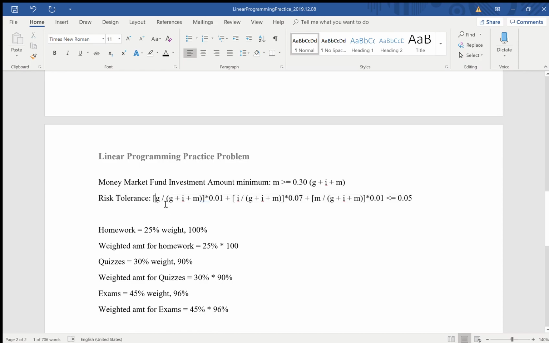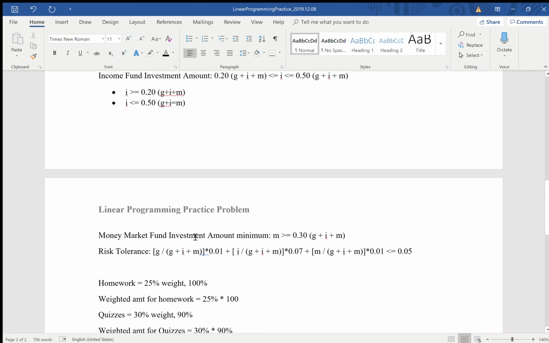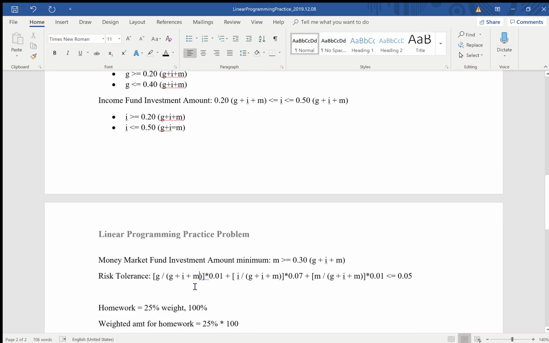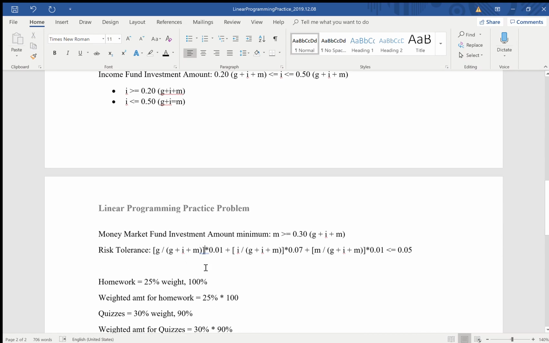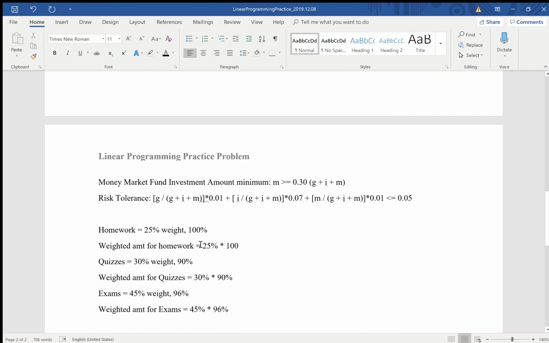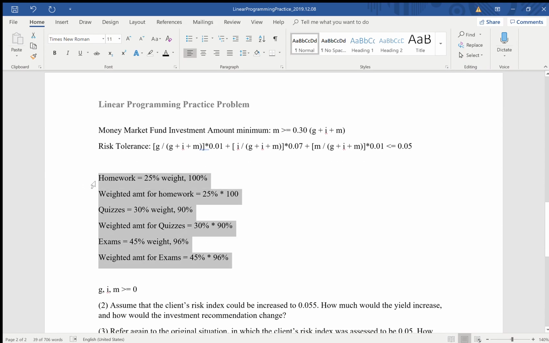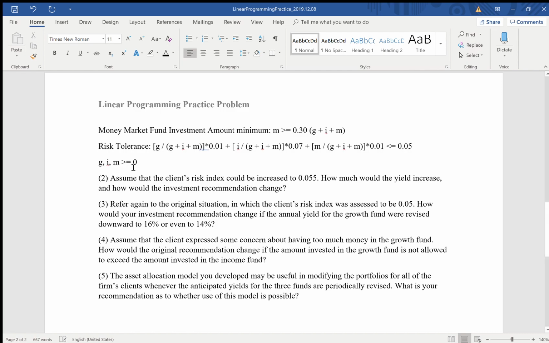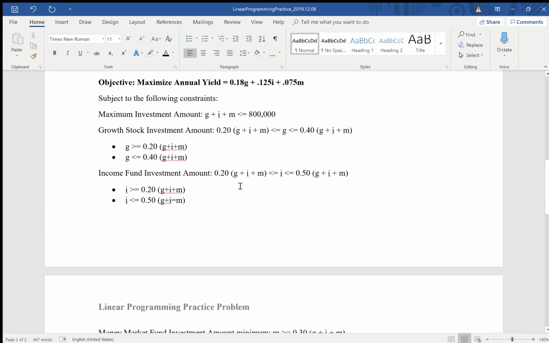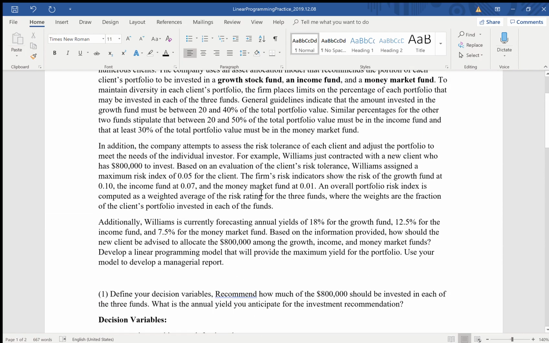So in order to take the percentage of your growth fund out of your overall investment, you have to divide that by the sum total of what's been invested in growth, income, and money market funds, and then multiply it by the risk factor. So that's how I calculated risk tolerance. And then obviously you have to make sure that all of your variables are greater than or equal to 0, so that you're not getting negative values. So that's how I formulated this particular problem.